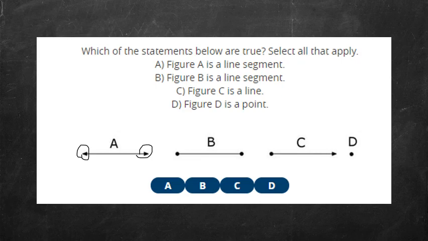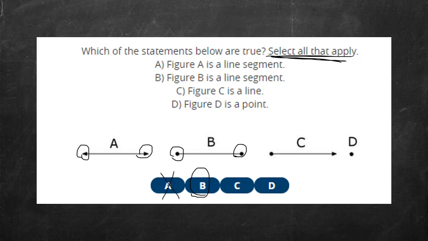Okay? B. Figure B is a line segment. Yes, figure B is a line segment. Why? Because it has endpoints. That means that it starts at a point and it stops at a point. It makes it a line segment. So yes, figure B is a line segment. And keep in mind, we're going to select all that apply. So B is a correct answer choice, okay? A is not.